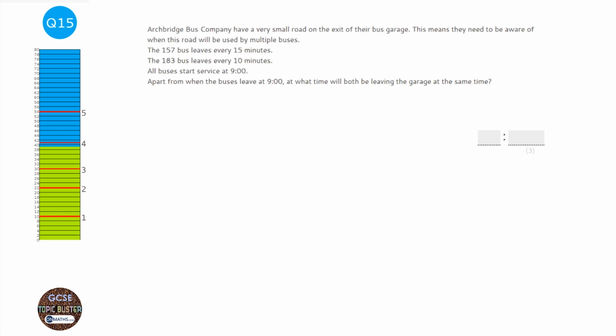So the biggest thing with this question really is to understand what's going on. Basically, there's 2 buses, the 157 and 183. 157's being released every 15 minutes, and the 183 every 10 minutes. And we need to find what time they're both being released. So this is a lowest common multiple question. So we're going to have the 15 times table and the 10 times table, and we're going to find out at what point they have the same numbers.